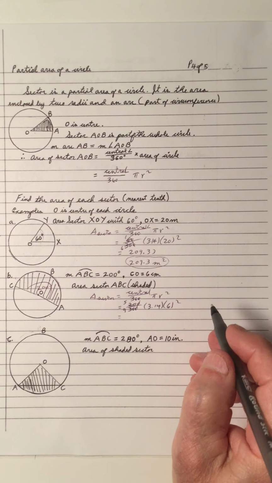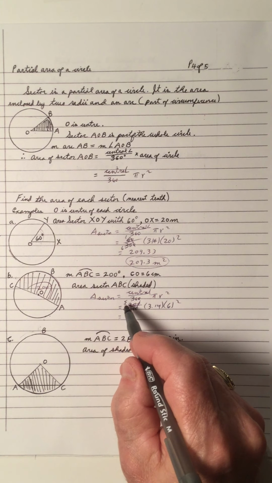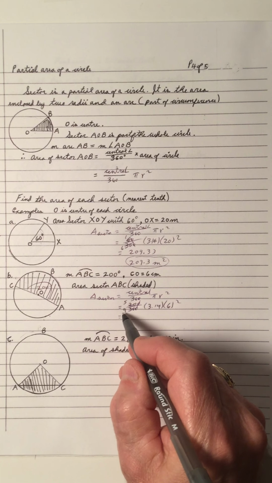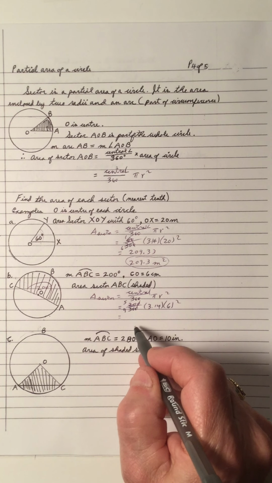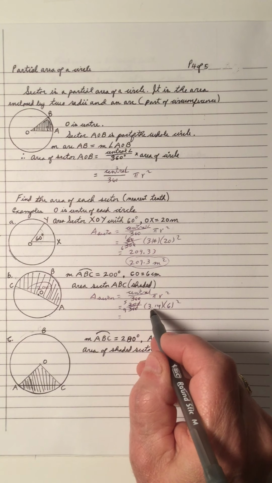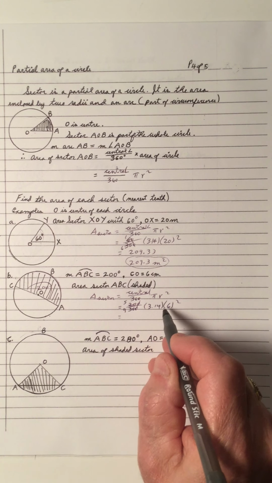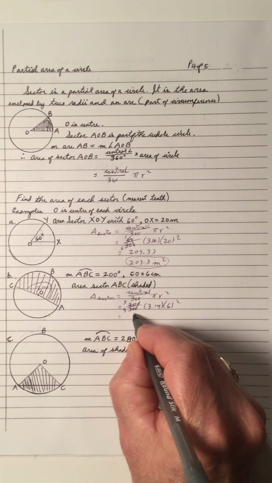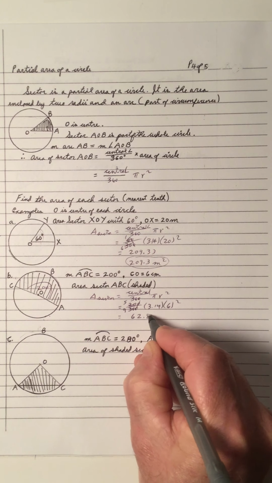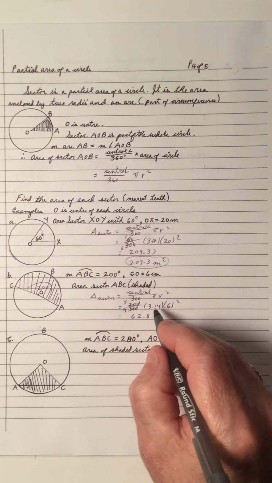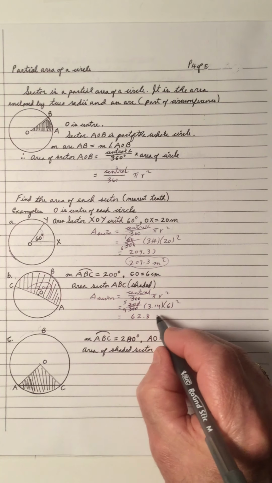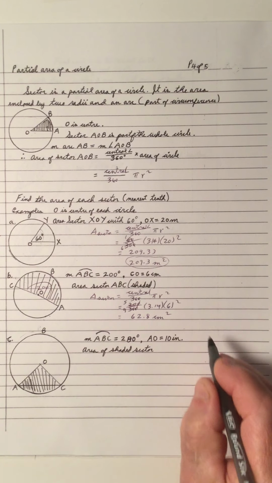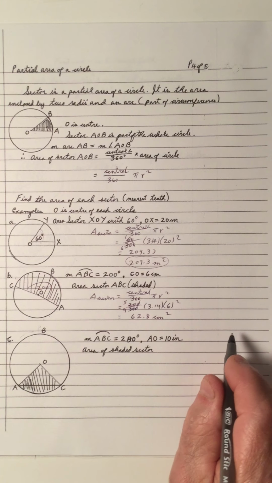So we use our calculator. We go 5 divided by 9 and hit enter, and you get an answer. You multiply by 3.14 multiplied by 6 squared, or 6 times 6, and your answer comes out to be 62.8. It's dead on, there's no rounding. And it's centimeters squared, because it's area. Area is two dimensions, so it's square.